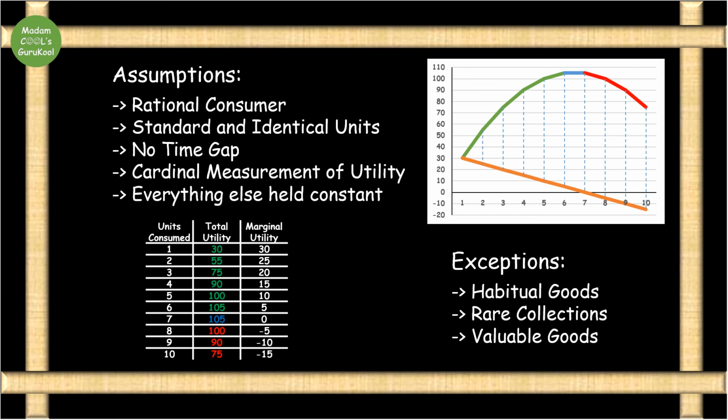The last one is valuable goods, be it money, diamonds, gold, any other expensive items. Your marginal utility will only keep increasing and be positive and it will not decline that easily. You will never feel dissatisfied getting additional money. I don't think that is really possible for any rational consumer. So again, this particular law is not applicable for valuable goods.